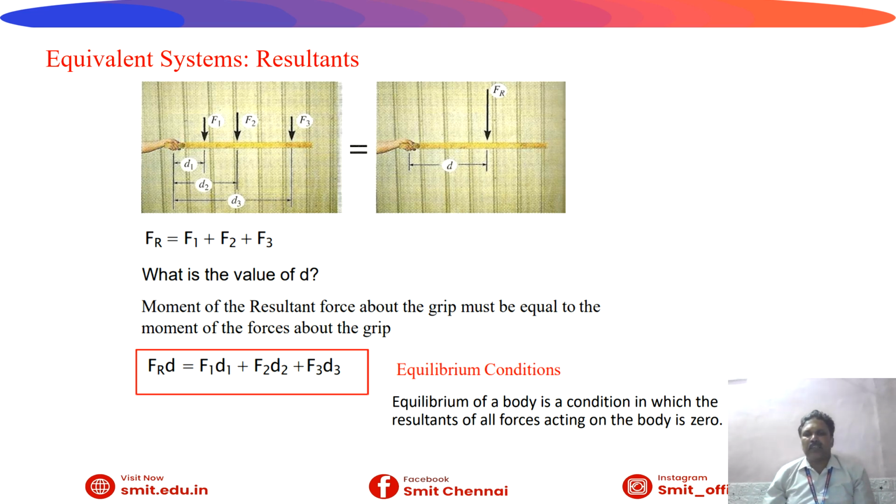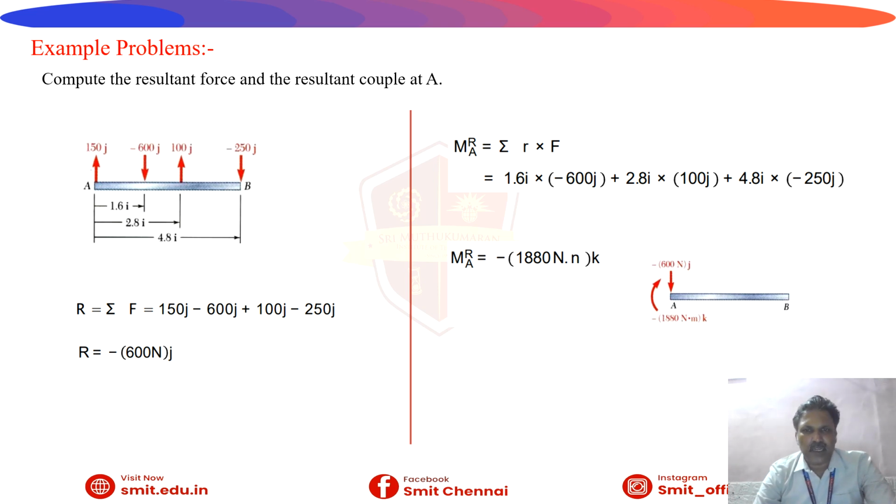Equilibrium of a body is the condition in which the resultant of all the forces acting on the body is zero. This is the important definition for the equilibrium condition. The resultant of all forces acting on a body should be equal to zero. That is the important one.